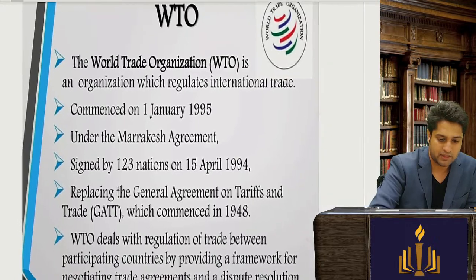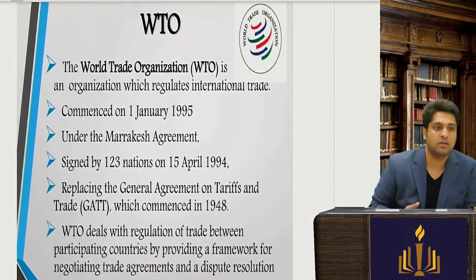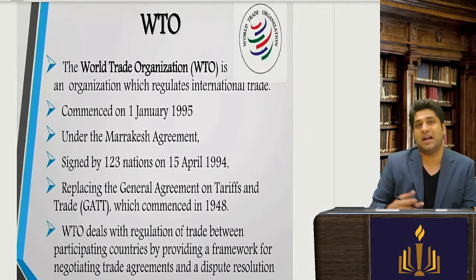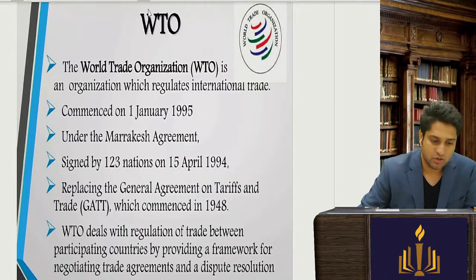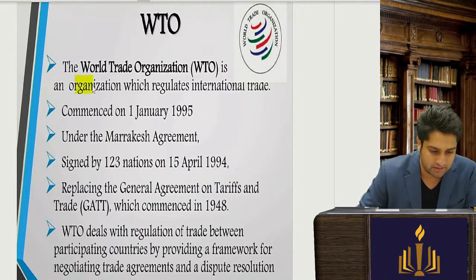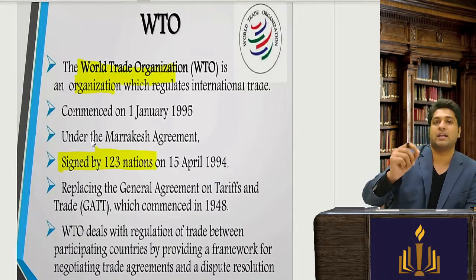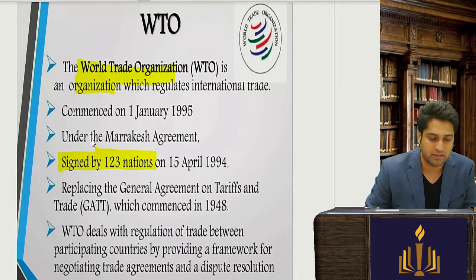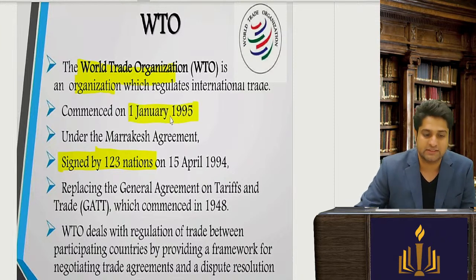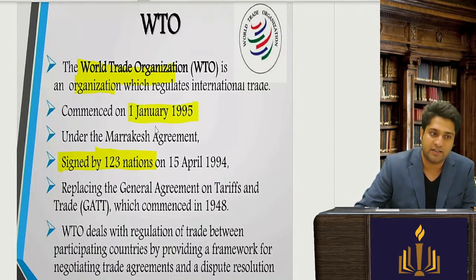Now, the WTO is nothing but a multilateral organization where we have countries all over the world. That is 123 countries had signed this agreement. On 1st Jan 1995 it commenced under the Marrakesh Agreement.